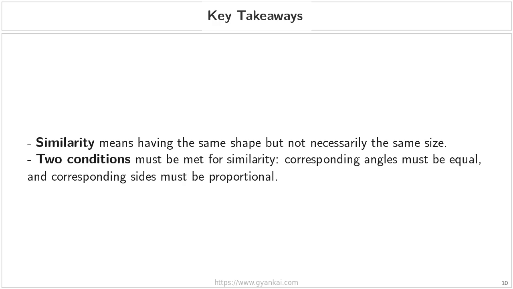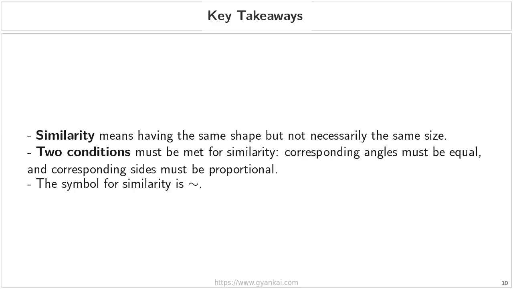Second, it is crucial to remember that similarity isn't just a visual guess. For 2 triangles to be mathematically similar, 2 specific conditions must be met. The corresponding angles must be equal, and the corresponding sides must be proportional, meaning they all share the same ratio. Third, when you are writing your proofs or answers, use the correct mathematical notation. We use the tilde symbol, which looks like a small wavy line, to represent similarity.